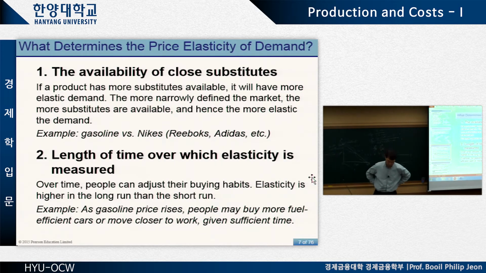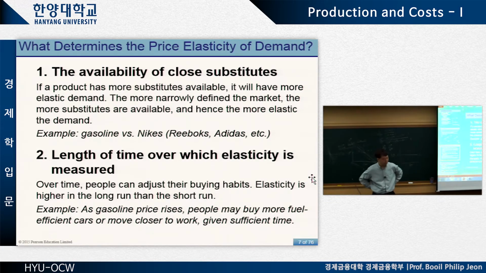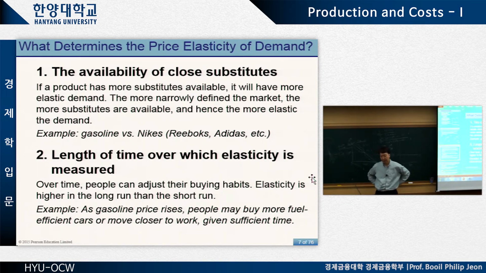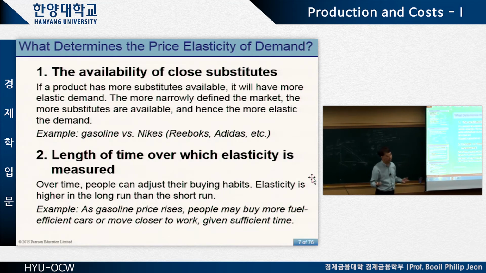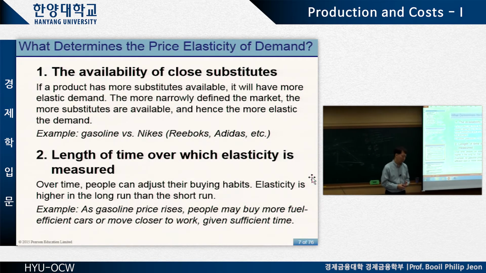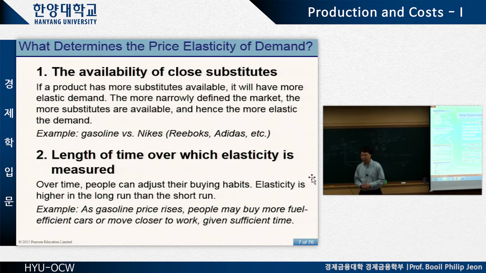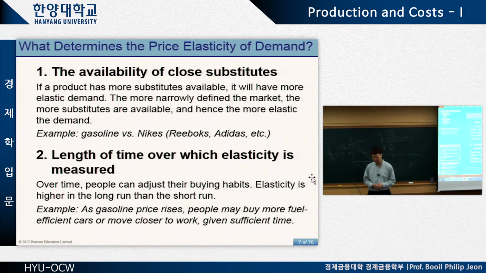So here we're using an example of gasoline and Nike shoes, Reebok shoes, or Adidas shoes, right? Between gasoline and these athletic shoes, which one will have higher elasticity? Shoes, right? Because they have close substitutes. So if the price of Reebok goes up, then people don't have to buy Reeboks. You can buy Nike or Adidas, whatever. So the quantity demanded for Reebok shoes will go down significantly, right?